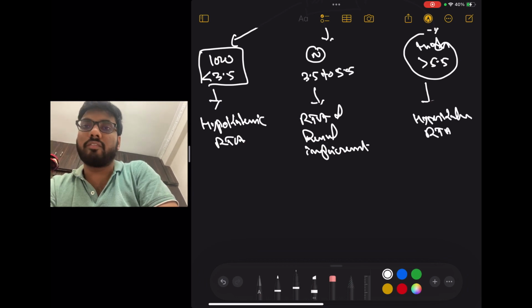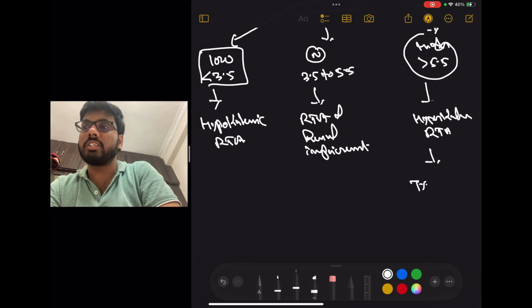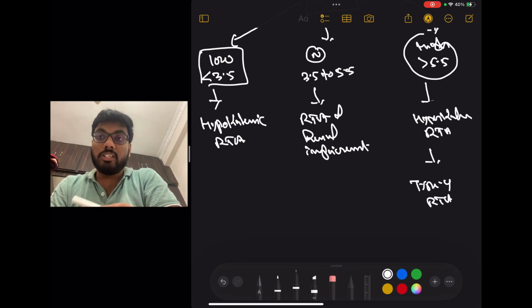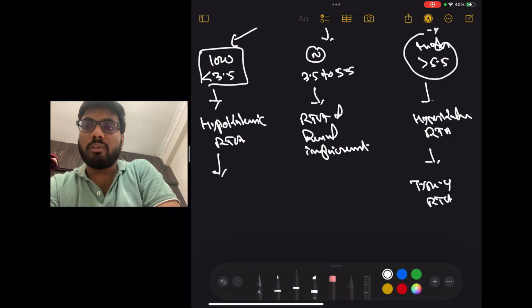Hyperkalemic RTA. That is more than the 5.5. This is hyperkalemic RTA. Which type? Type 4 RTA is known as hyperkalemic RTA. If the patient is having hypokalemic RTA, what are the examples for hypokalemic RTA?